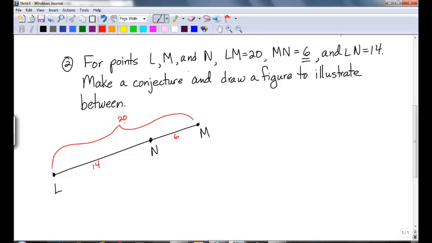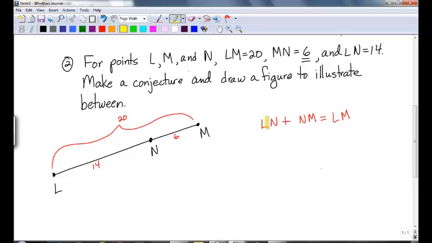Now it's your conjecture. Your conjecture is, for betweenness, it's always this part plus this part equals the whole thing. So it's basically state the betweenness property. So LN plus NM equals the whole thing, LM. Could I turn these around and say NL? Yeah, I can turn those around. That's it.